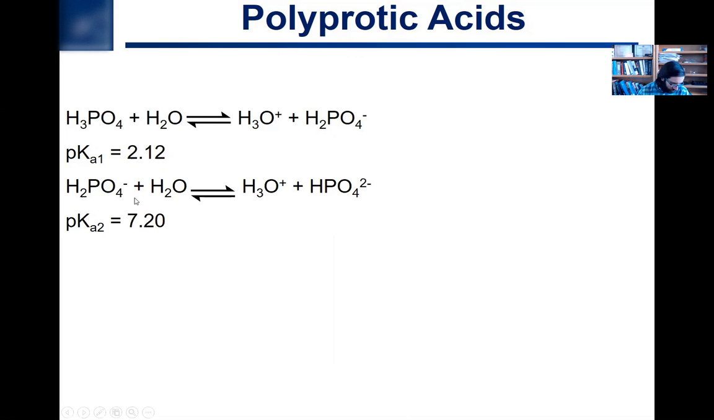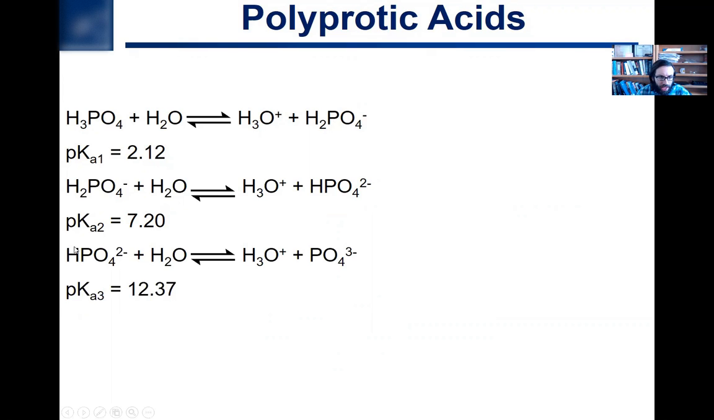We can do that further. This can continue to give up a second proton, making what some people call hydrogen phosphate or biphosphate. Hydrogen phosphate is probably a better word, and this would be called dihydrogen phosphate. This has a pKa of 7.2, and then the hydrogen phosphate anion can continue to give up a proton and just make the triply deprotonated phosphate ion, and that has a pKa of about 12.